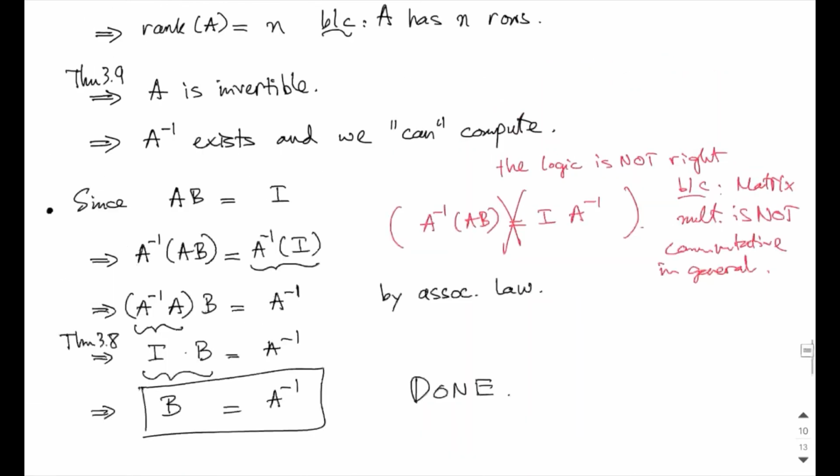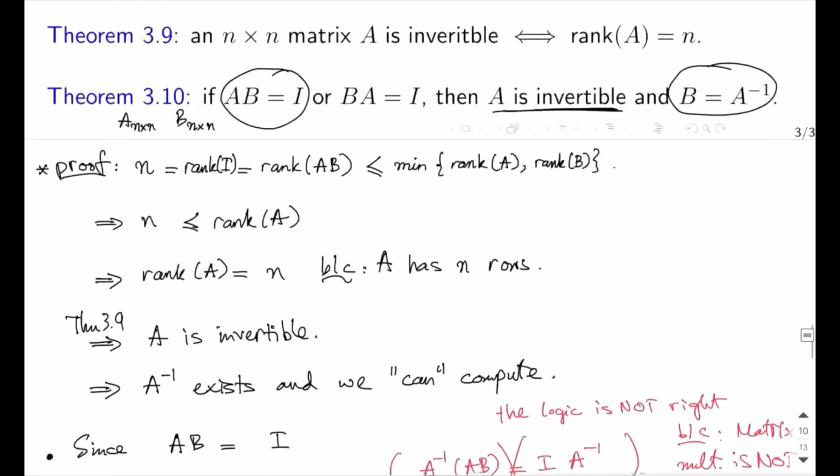Now I have just proven the first part of the theorem. AB equals I implies B equals A inverse. Your job at home is to mimic my proof and try to write something for BA equals I implies the invertibility of A and B equals A inverse.